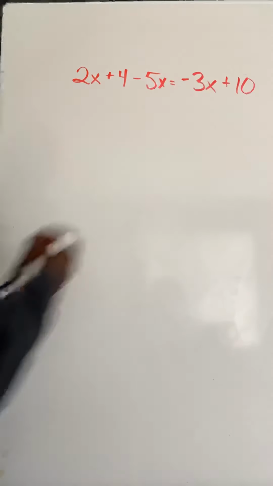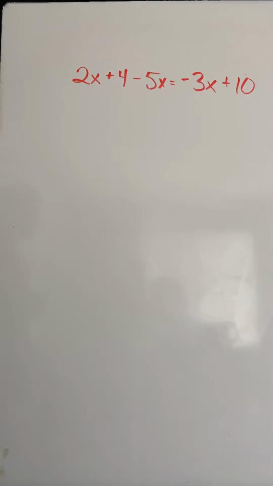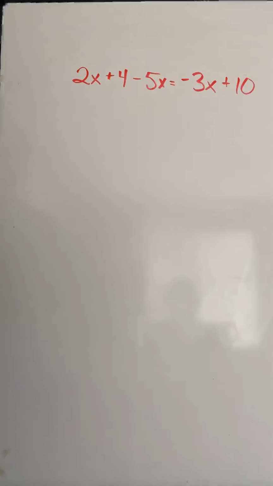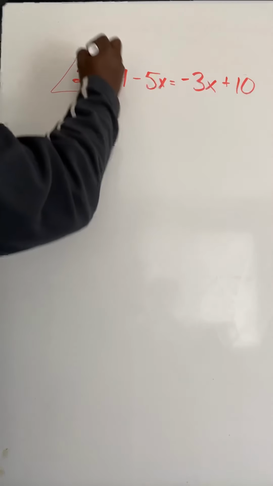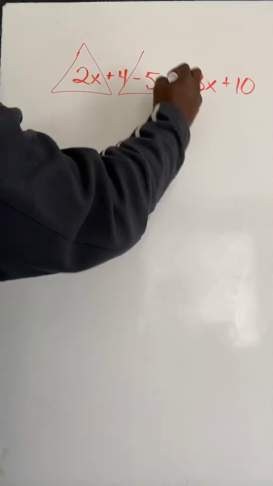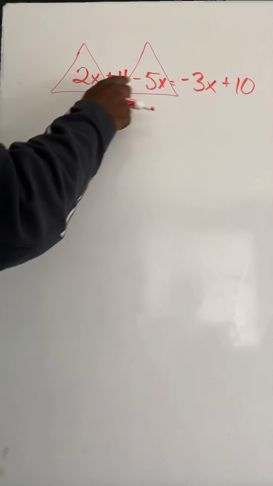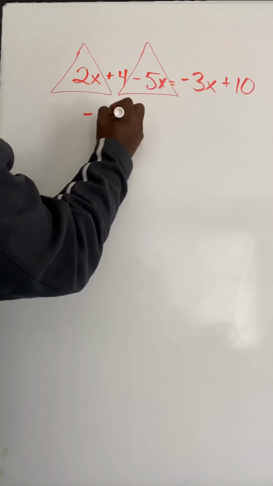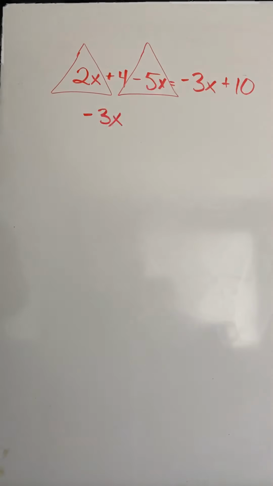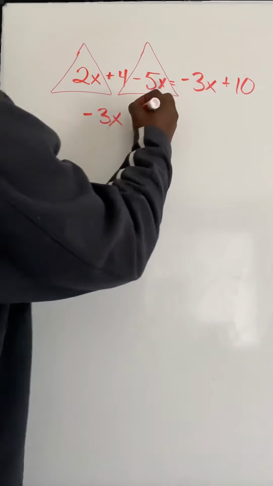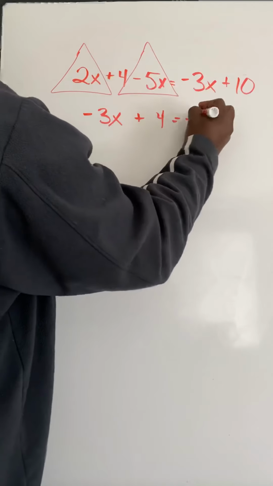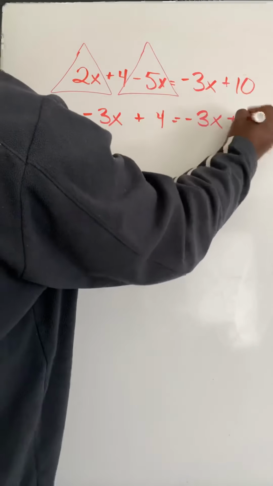So here we have a multiple step equation, right? I first noticed I have two teammates on the same side of the equal sign. I need to identify them as teammates and combine like terms. 2x minus 5x gives me a negative 3x. I don't have a teammate for the positive 4, so I'm going to bring that down. Plus 4 equals negative 3x plus 10.